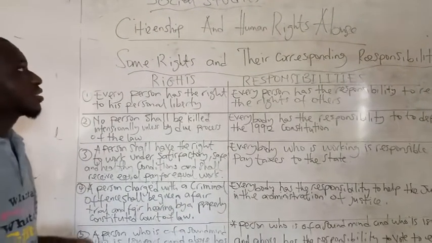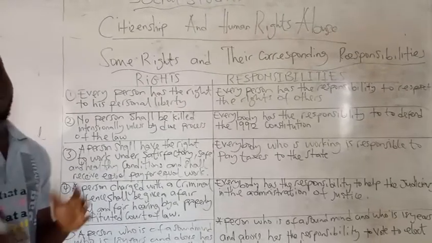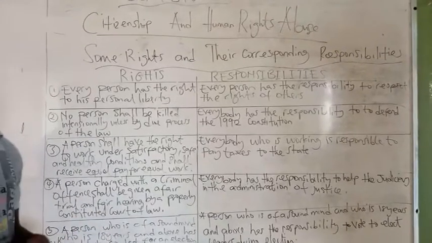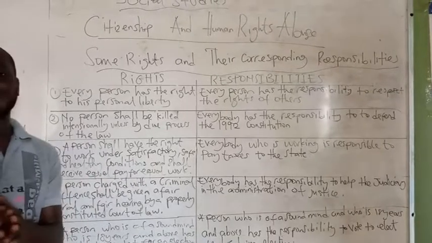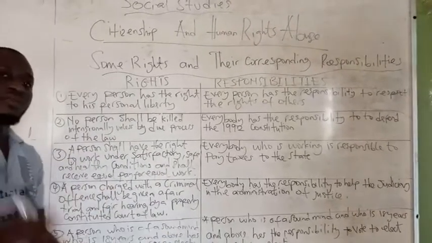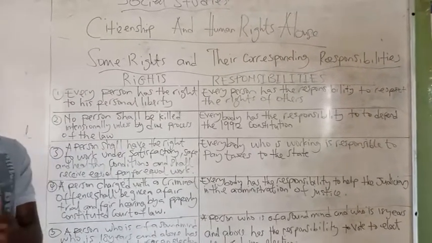Alright, we have been treating citizenship and human rights abuse. The last time I gave an assignment, I told you to differentiate between rights and responsibilities, and I saw some people actually doing this for me. Please, that's not what I was expecting you to do. Just give me a general difference between rights and responsibilities. So if you did the wrong thing, I want you to redo it again and send it to me.